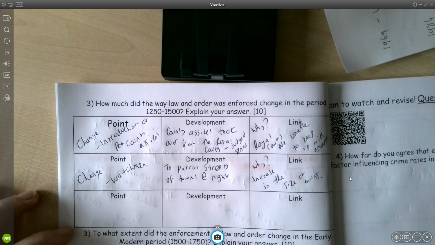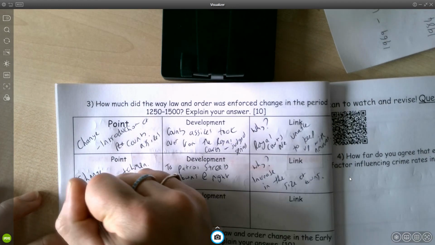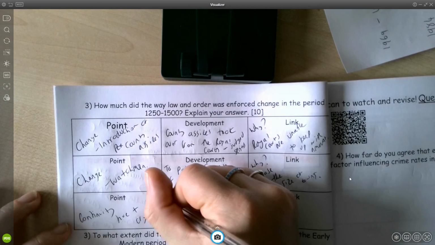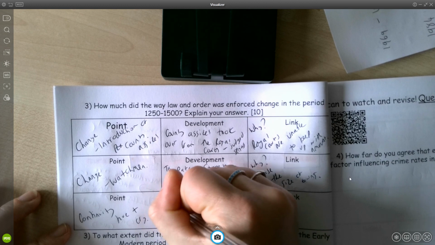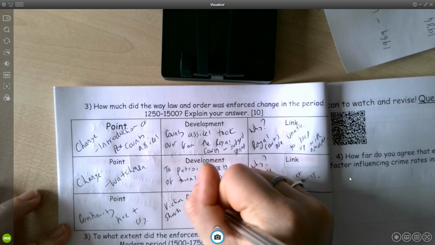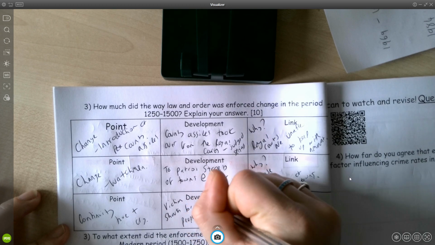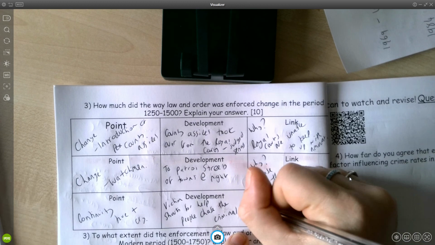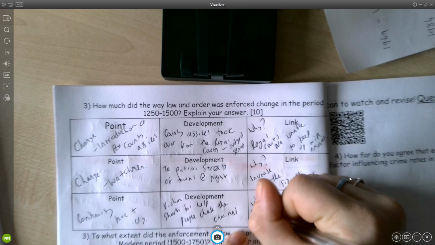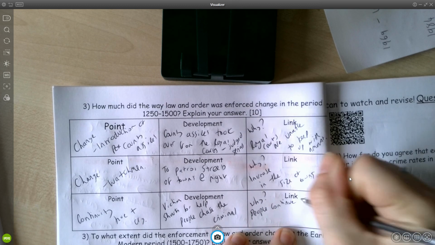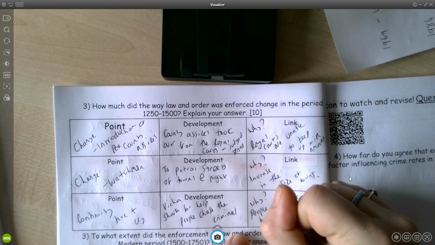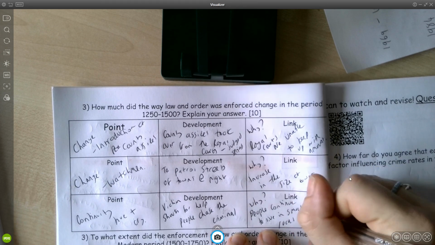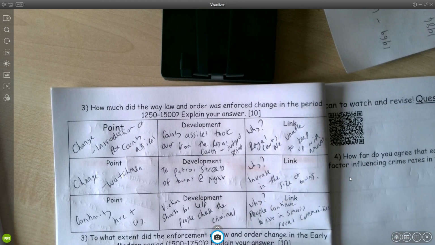Finally, let's mix it up a little bit. Let's have not as much change. There is some continuity with the hue and cry. It's where victim shouts for help. People chase the criminal. Why do they continue to use this? It's because many people continue to live in small rural communities. There is also no official police force.